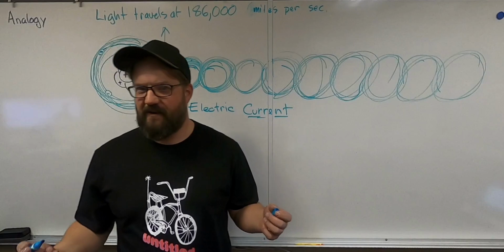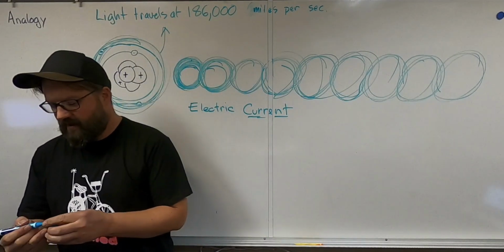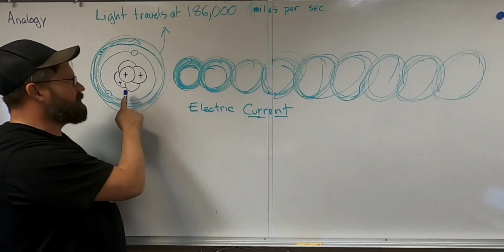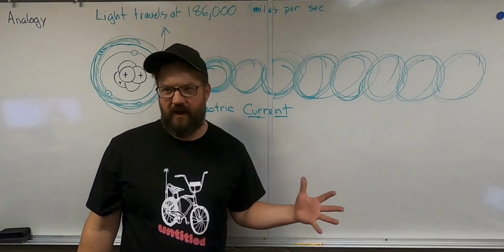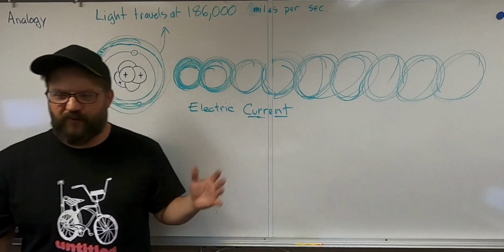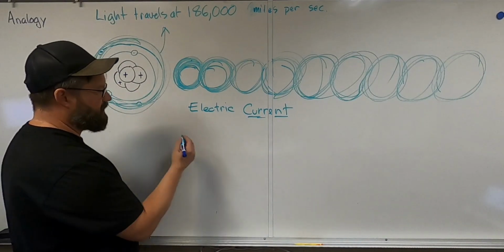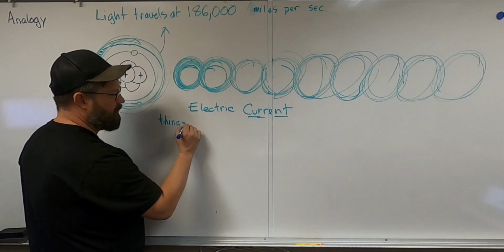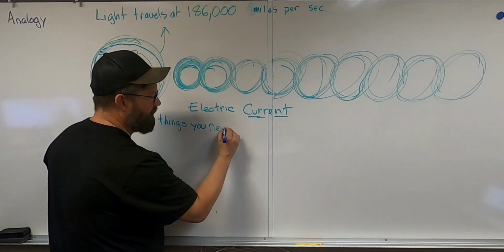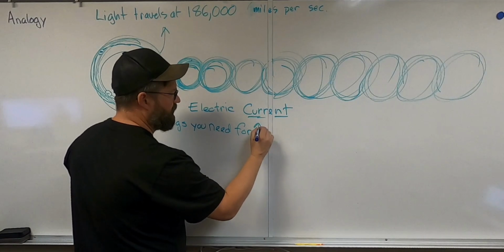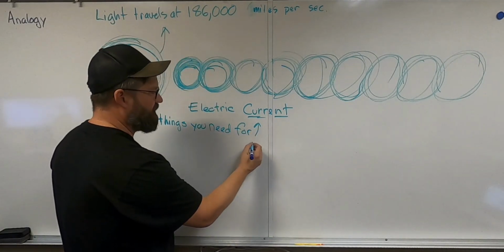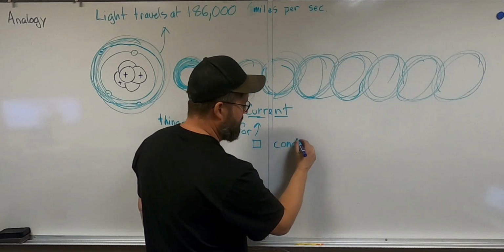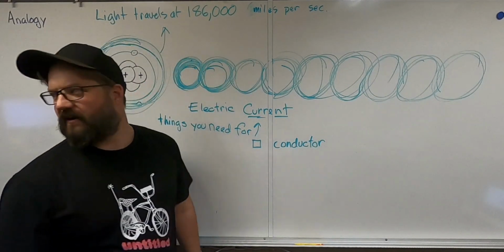But I want to talk about a few things that are necessary for this chain reaction to happen. First of all, it's really important what we have here. Whatever this material is that has all the protons and neutrons and electrons, or it had an excited extra electron, whatever that material is of the most importance. I'm going to start to write things you need for electric current. All right, so here's some things that you need for an electric current. Checklist. First of all, we need what we call a conductor, C-O-N-D-U-C-T-O-R, something that conducts our electric current.